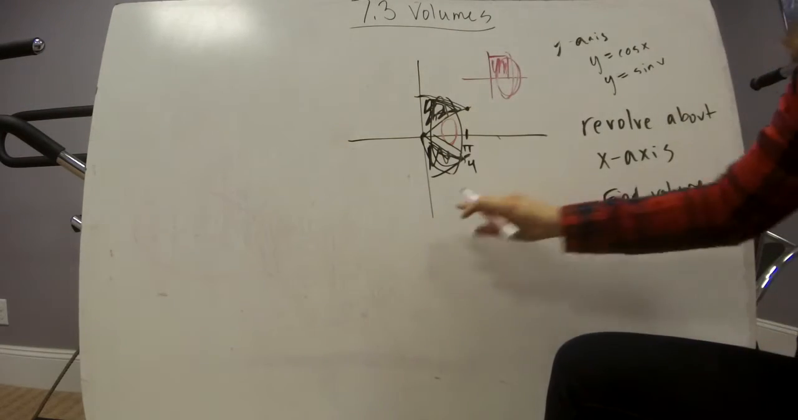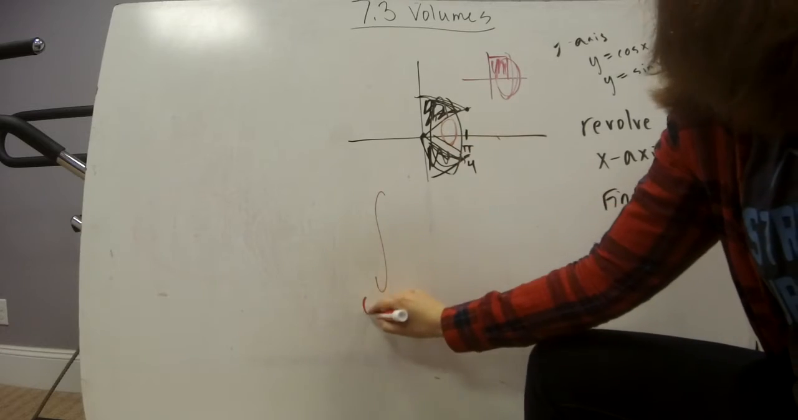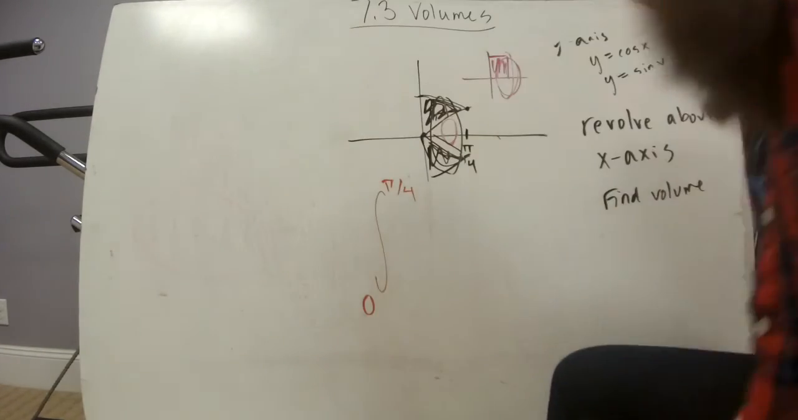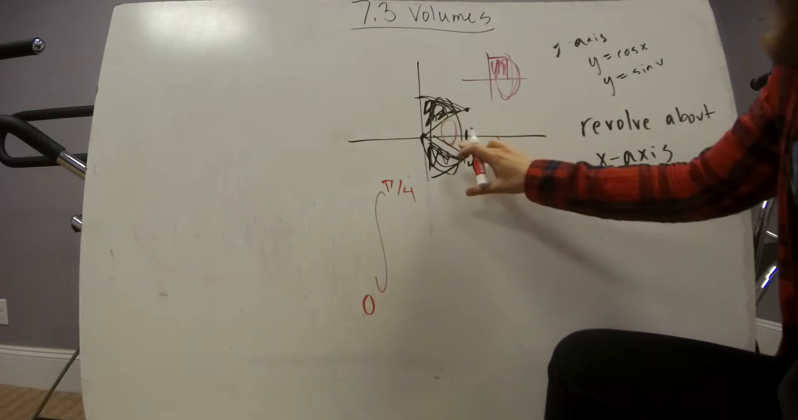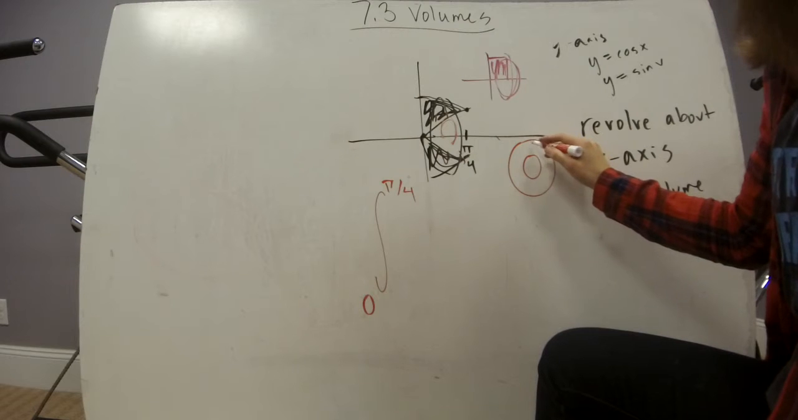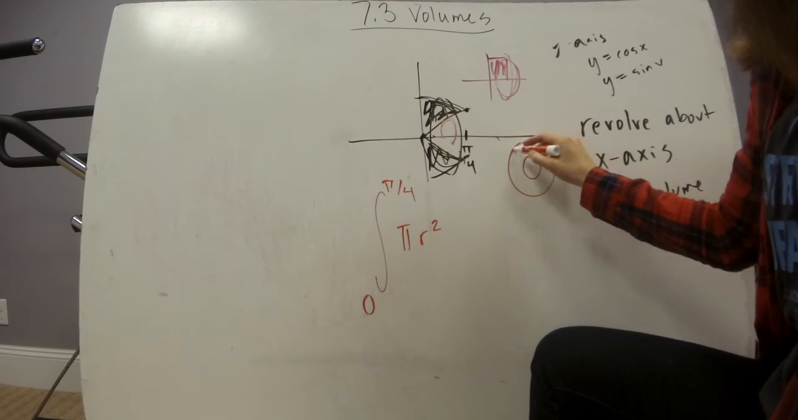So the integral then ends up being from the bounds, which is 0 to pi over 4, because that's where they're meeting. We didn't go past that, right? And we need the area of a washer, right? And we said the area of a washer is pi r squared of basically the outer r, right?